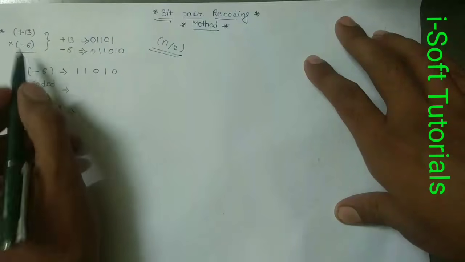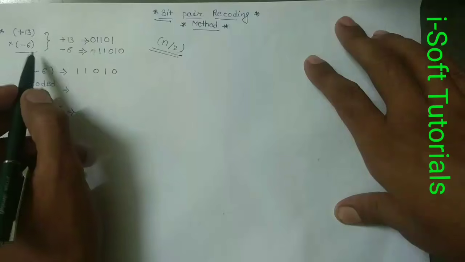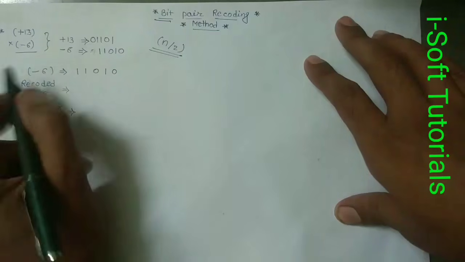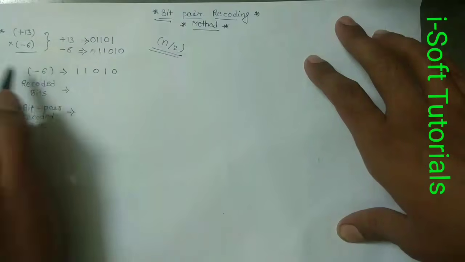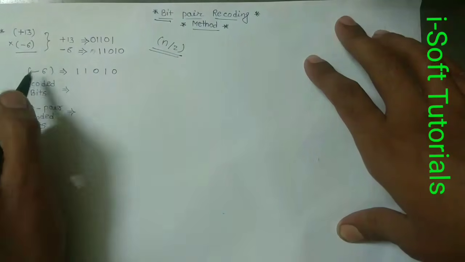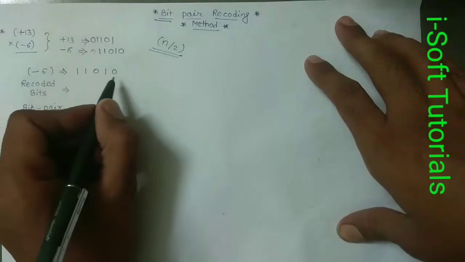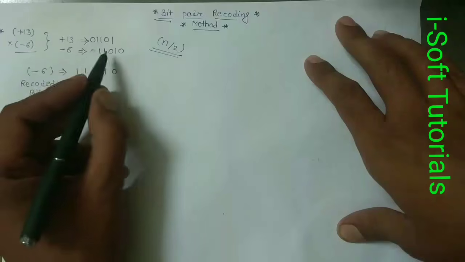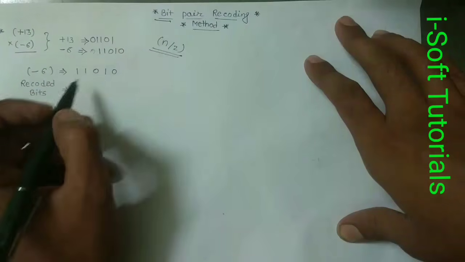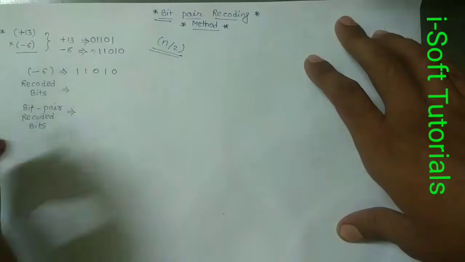So again, same example, we will consider 13 into minus 6. This is the example that we have considered for Booth algorithm also. So let us continue with this method, bit pair recoding method. So we will consider minus 6 as a multiplier. This is the representation of minus 6. In the last example, we have converted plus 13 into binary, minus 6 into binary. Minus 6 into binary will be 1, 1, 0, 1, 0.